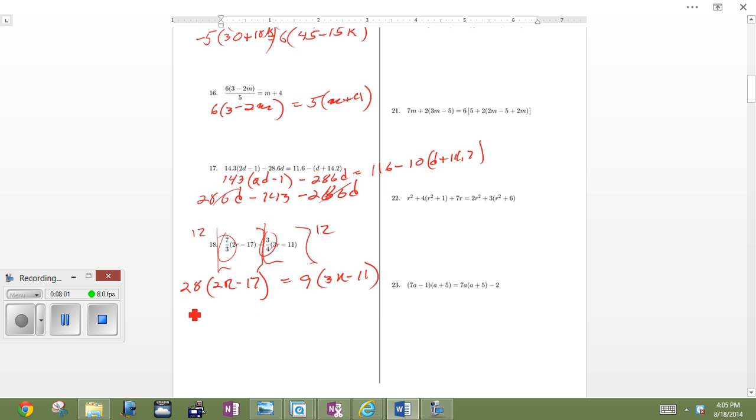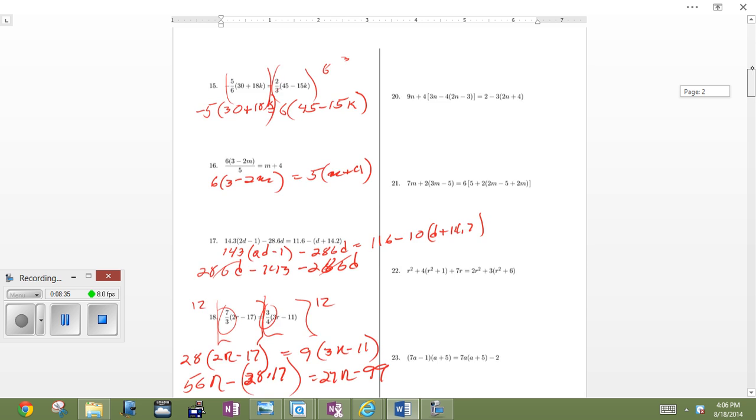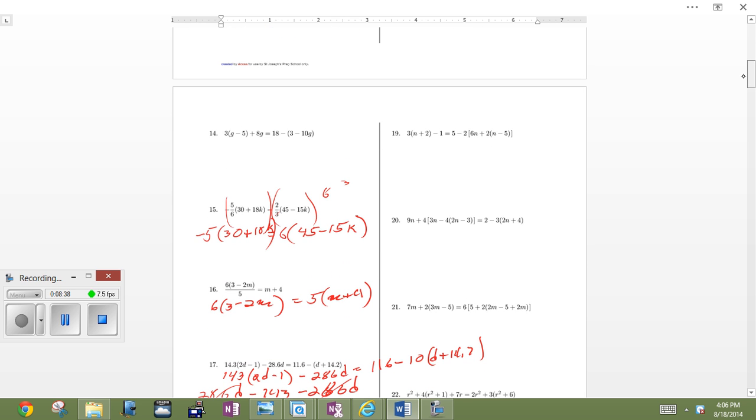Distribute, okay, so it's 56r minus 30, minus, well, you know, minus that product of 28 and 17. So I'll let you figure that one out. Use your calculator, no problem. I don't have a problem with that. Equals 27r minus 99. Okay, so carry it out from there. Let's see. Let's do 1 or 2 more here. And then, all right, here's one.